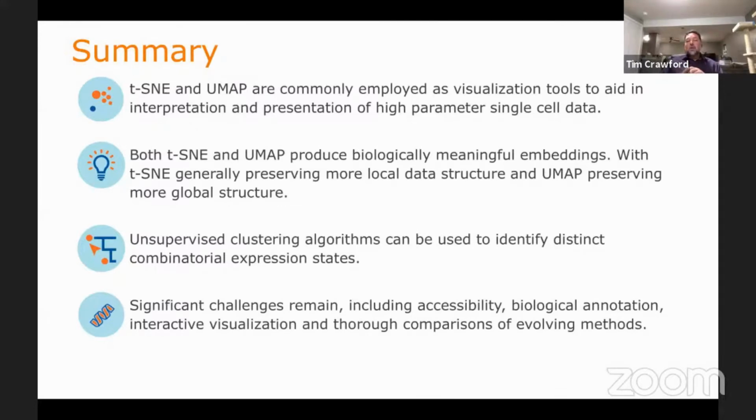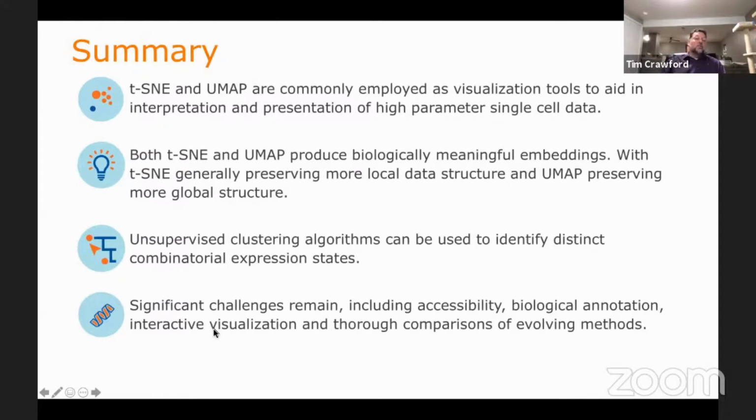But these algorithms do still present significant challenges, not the least of which is the accessibility of all the algorithms. Not everybody is going to have computational backgrounds and be able to program in R and use all these tools. All of the tools generally come out with clusters, but they don't tell you what those clusters are. So there's a need to manually annotate for the biology. You're going to have to go and identify the expression pattern and say that these are T effector memory cells, that these are activated, these are exhausted. Still based on your own biological expertise.